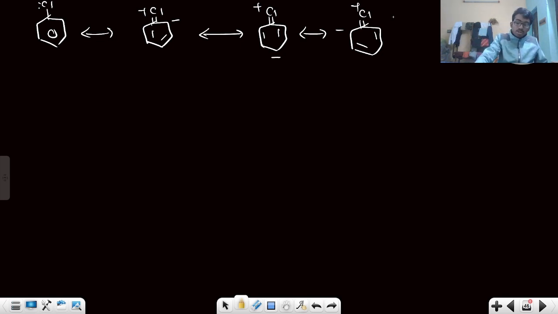Now you tell me, clear or not clear? It was supposed to be like chlorine is pulling electrons. Done. Chlorine is pulling electrons from the ortho, para, meta, whatever it is pulling. But if it is pulling from meta, meta is already having a low electron density, and chlorine is pulling even more.